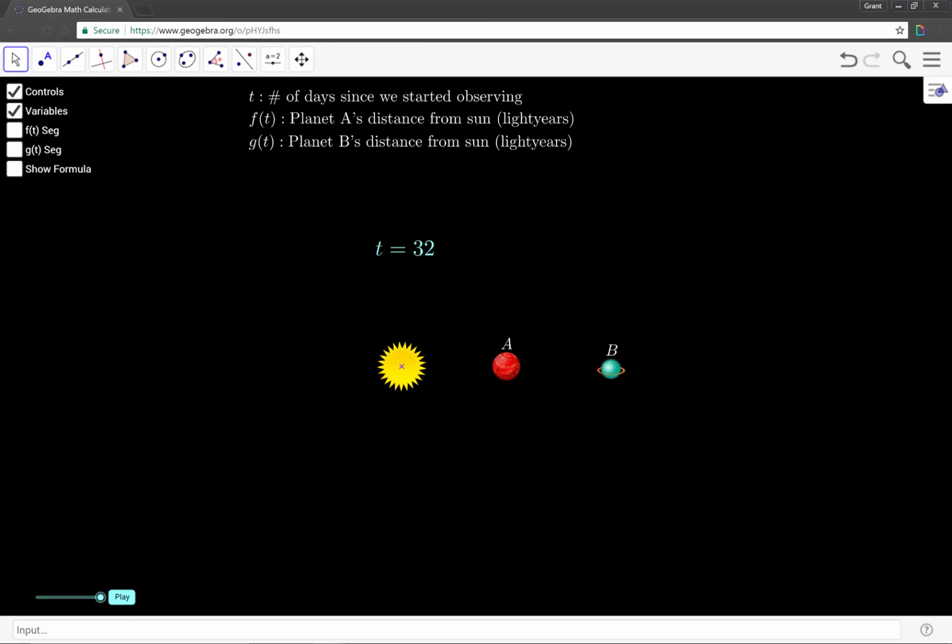Since planet B is always 2 times as far from the sun as planet A, for any value of t, g of t must be 2 times as large as f of t. And we can actually think about this visually. So let's draw a segment from the sun to planet A, and the length of the segment represents the value of f of t. And as the planets rotate, this value of f of t is going to vary.